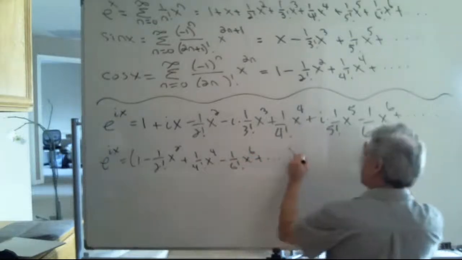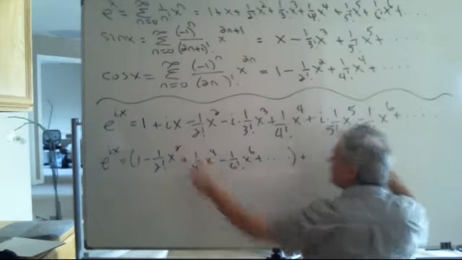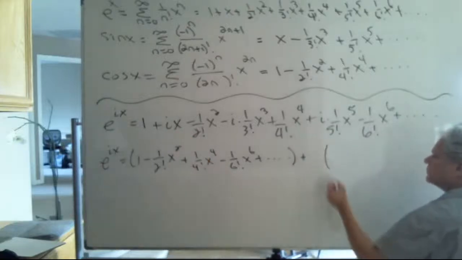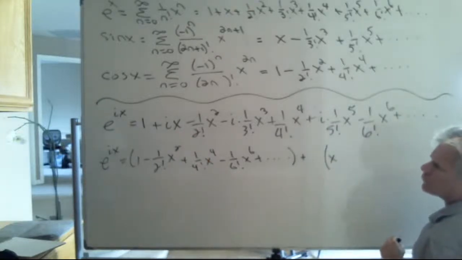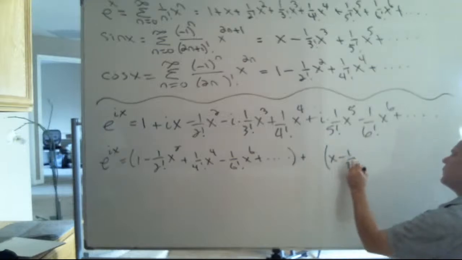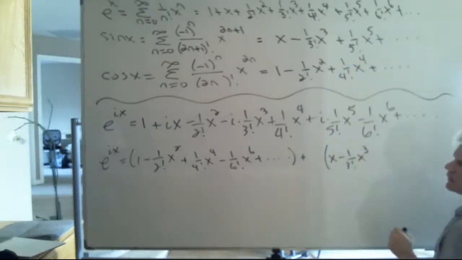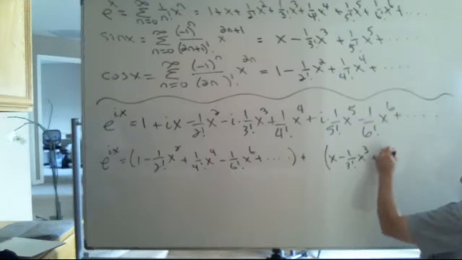Now let me come back and pick up all the other terms. Like the second term, is that just an x? The fourth term is a -1/3 factorial, x cubed. Then the sixth term is a +1/5 factorial, x to the fifth.